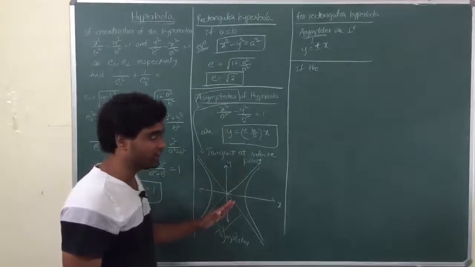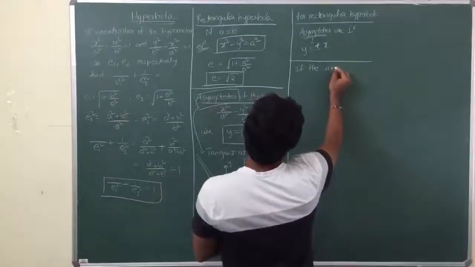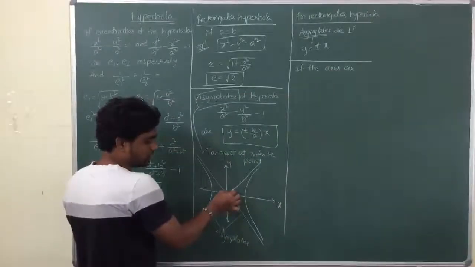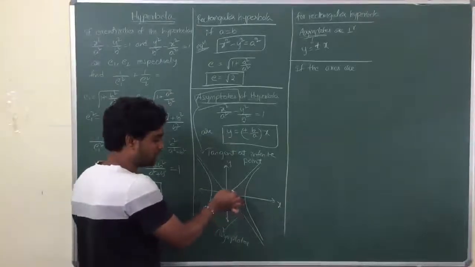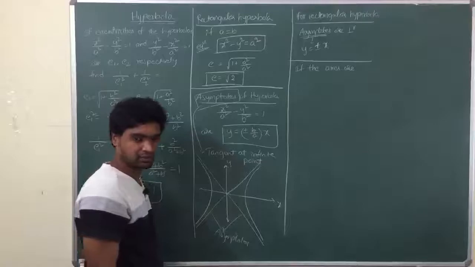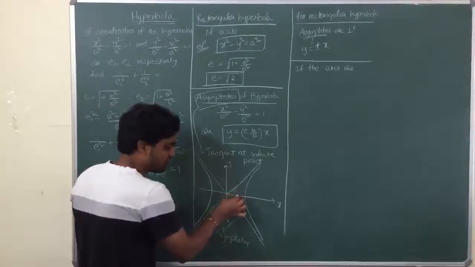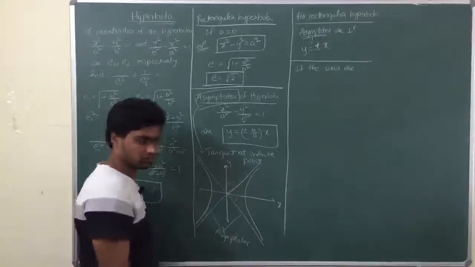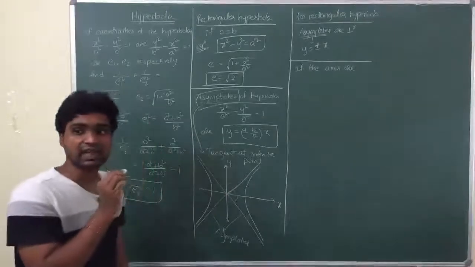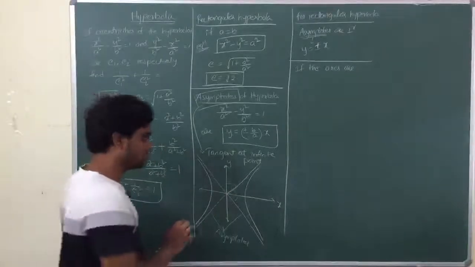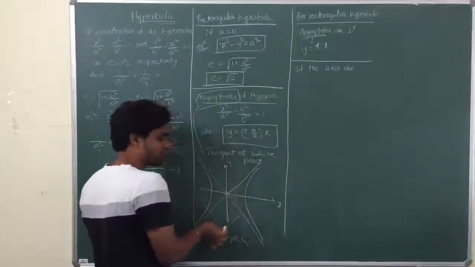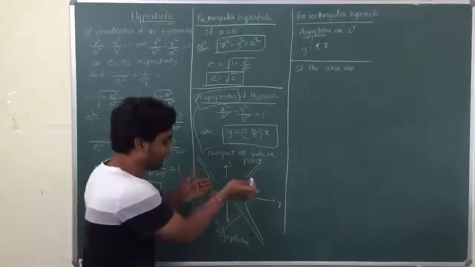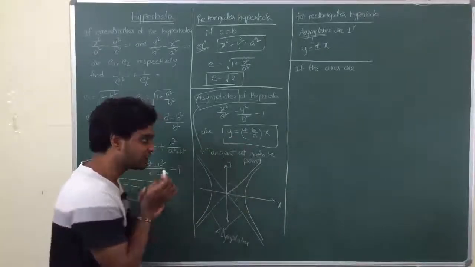If the axes are rotated, in rectangular hyperbola these two asymptotes will be perpendicular. So if this is 90, this will be 45 and this will be 45, obviously, because this is the y is equal to x line. This will also be 45 in case of rectangular hyperbola, not in case of every hyperbola. In case of rectangular hyperbola, this will be 45 degrees. Now what if I rotate the axis? Now see this.